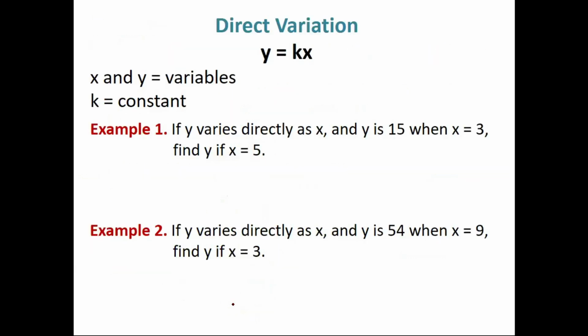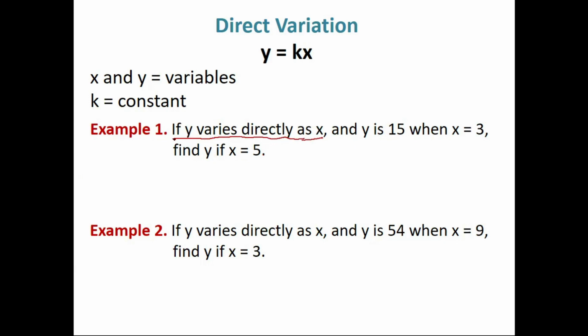But what if there are given values already? Just like in example number 1, if y varies directly as x, and y is 15 when x is equal to 3, find y if x is equal to 5. At first, you might find this confusing, but this is very easy. First, you need to make the equation. To make an equation, look at the first part of the sentence.